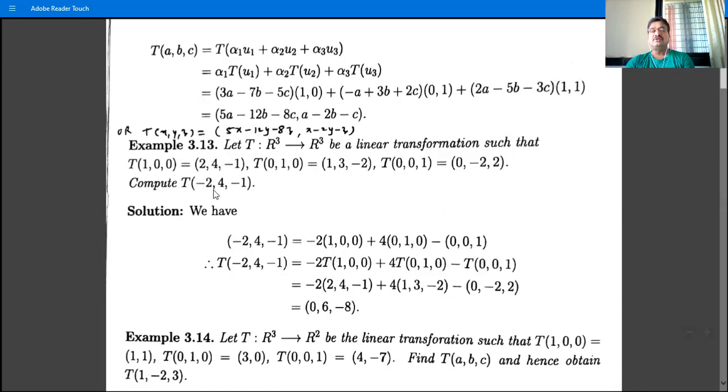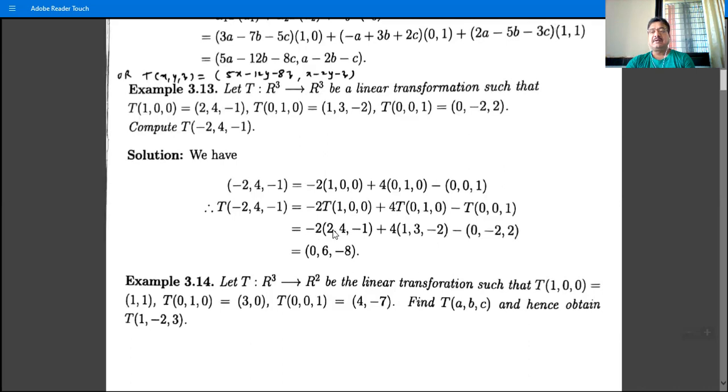And then T of 1, 0, 0 is 2, minus 4, 2, T of 0, 1, 0 is 4, minus 1 as given. Similarly, substitute T of 0, 0, 1. And then apply the definition of scalar multiplication. We have minus 4, minus 8, plus 2, then 4, 12, minus 8, then 0, minus 2, 2. And then add. We have these three elements after applying the scalar multiplication definition, and then add these three elements. We have 0, 6, minus 8 as the image of this.